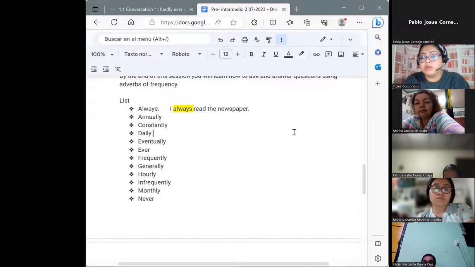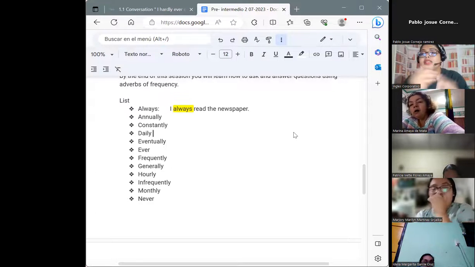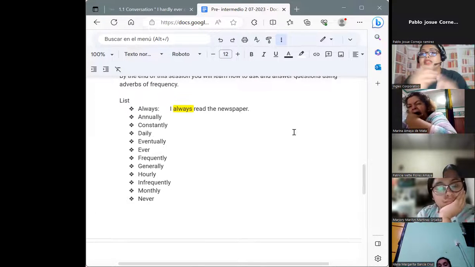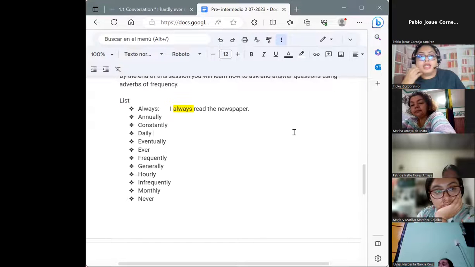Siempre leo el periódico. That is something good because we are developing our reading skill. We are practicing. We are searching information. We are doing different things. So in that case, the adverb of frequency that we are using is telling us if you are doing something positive or negative, depending on the frequency of the things that you are doing.